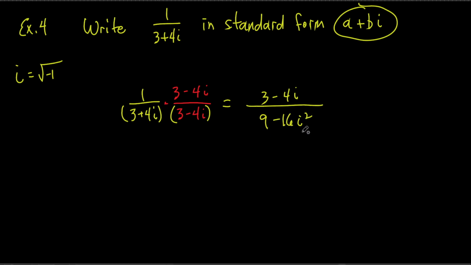We just finished doing this on that last example, didn't we? So let's see what we can do with this. 3 minus 4i, that doesn't change on the top. We can do this in our head now. i squared is negative 1. That's negative 16 times negative 1, which is positive 16. 16 plus 9 is 25. Can you do this in your head right here? We just did it on the last example, so you could just look at the last example.